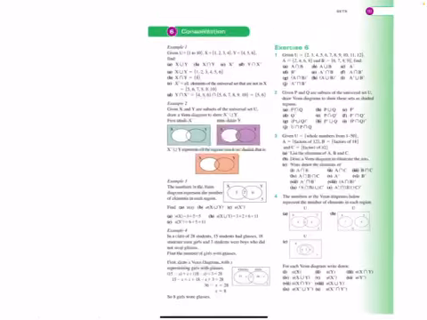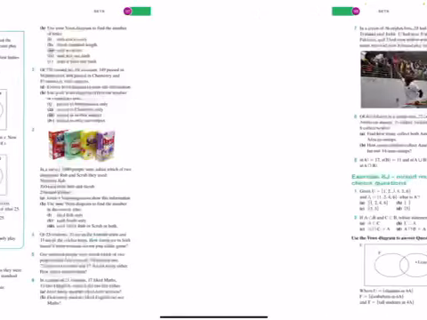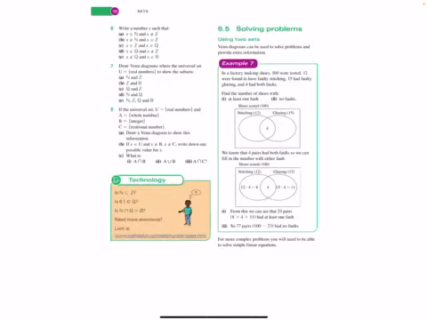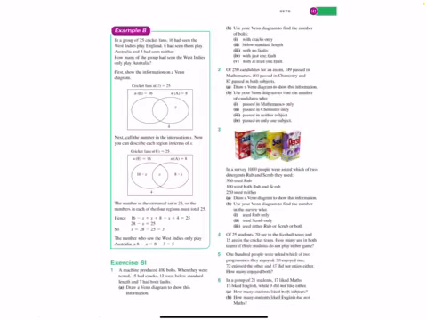Afterwards, you have 6.5, and all exam questions are more or less from chapter 5. So from chapter 6.1 until 6.4 is an introduction, and then 6.5 are exam questions.